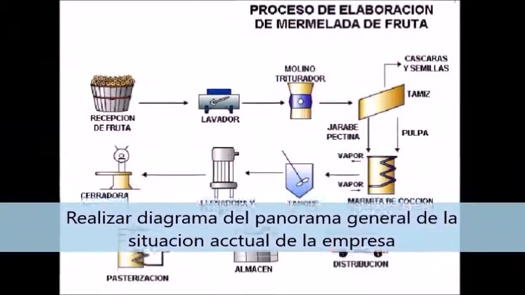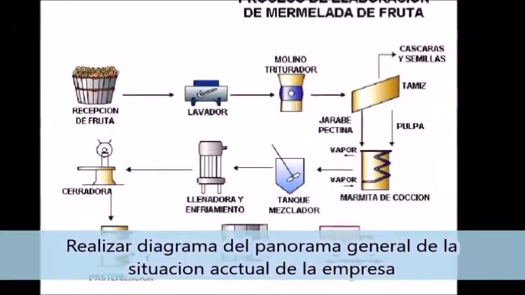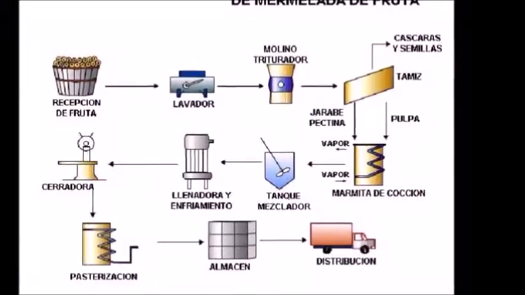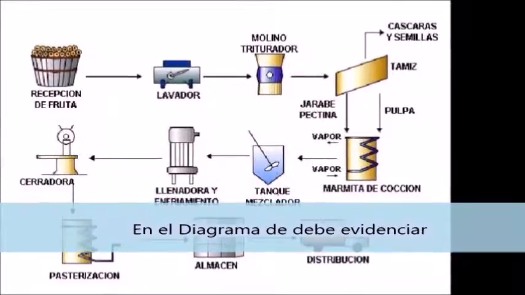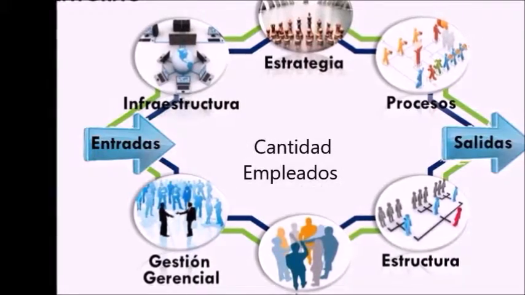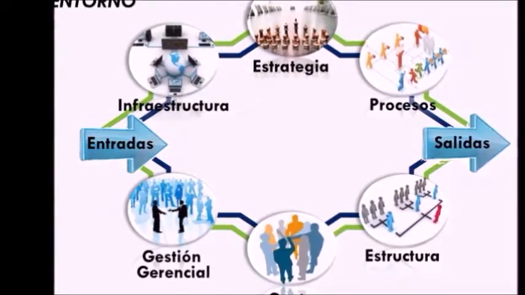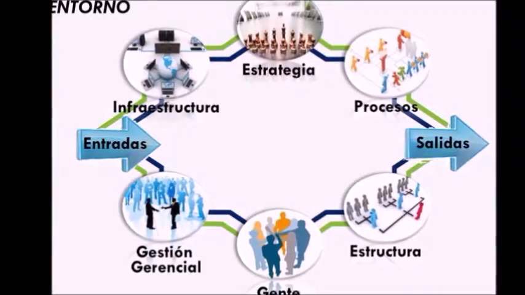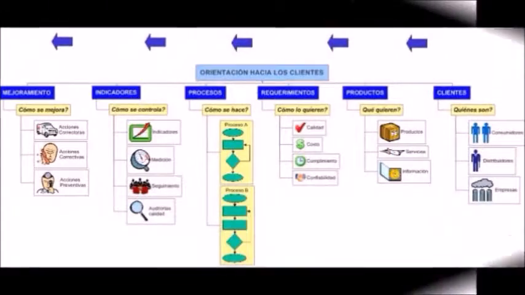First phase, perform a before and after. In this part, it is recommended to make a diagram with the general panorama of the current situation of the company to which you are going to make improvements, where your entire production process is evident. Here, we must take into account the number of employees, distribution channels, inventory before and during each process, average time of each process, demand, activities that add value to the product, among others.